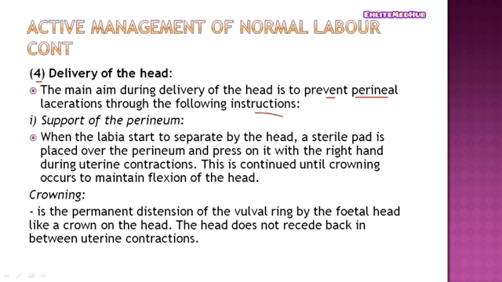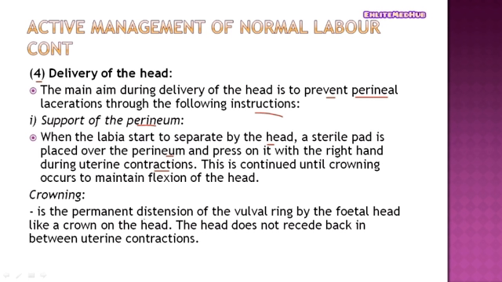First, support of the perineum. When the labia starts to separate by the head, a sterile pad is placed over the perineum and pressed on with the right hand during uterine contraction. This is continued until crowning occurs to maintain flexion of the head.